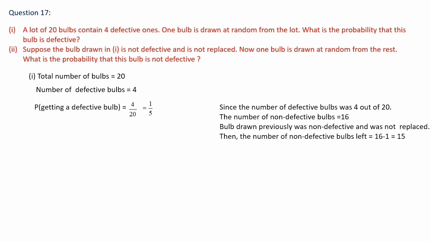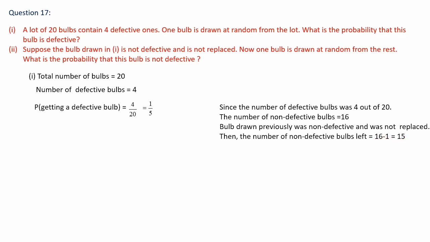So in the second question, when you are taking the second bulb, one number will be reduced. The number of non-defective bulbs left is 16 minus 1. You have taken 1 already. So 16 minus 1 is equal to 15, because you are not replacing the bulb you have taken. You have taken a good bulb the first time and you did not replace it. Because of that, one number will be reduced. Total 16 good bulbs were there; out of 16, one going means 15 balance.